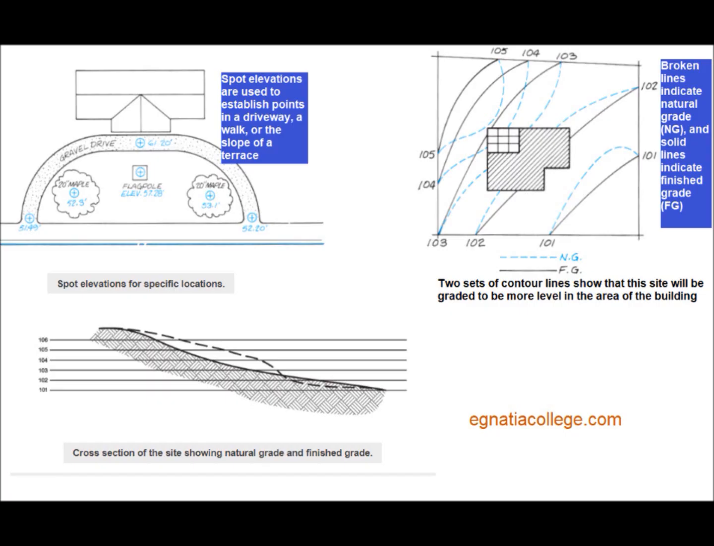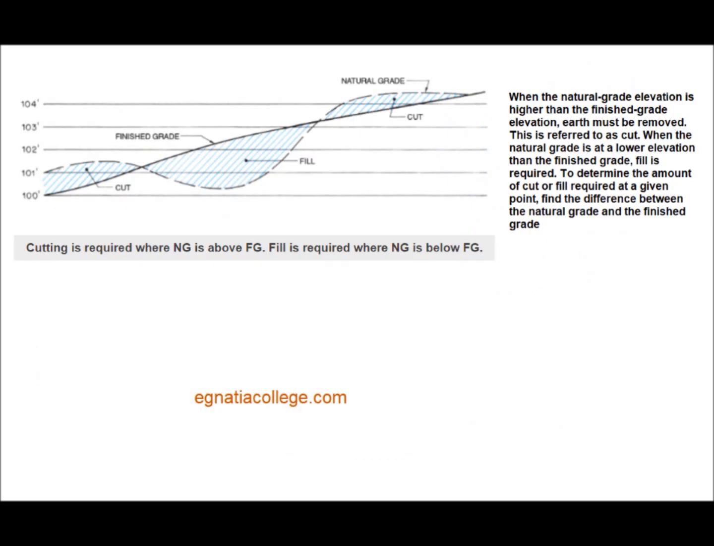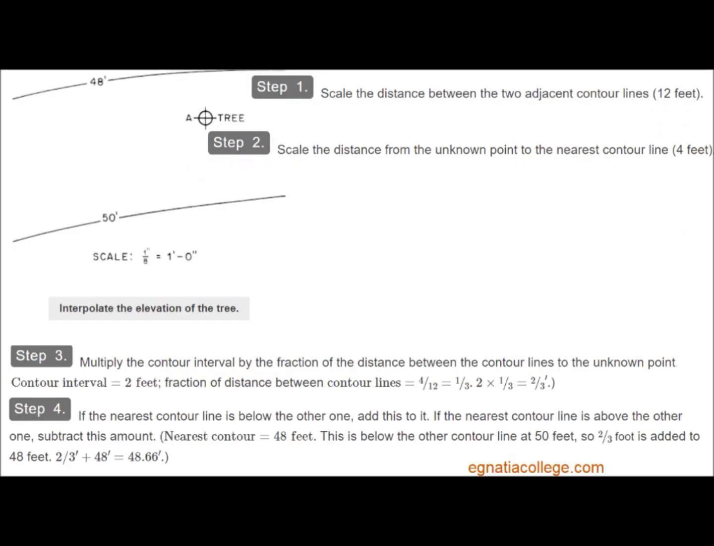When the natural grade elevation is higher than the finished grade elevation, earth must be removed. This is referred to as cut. When the natural grade is at a lower elevation than the finished grade, fill is required. To determine the amount of cut or fill required at a given point, find the difference between the natural grade and the finished grade. Interpolating elevations.